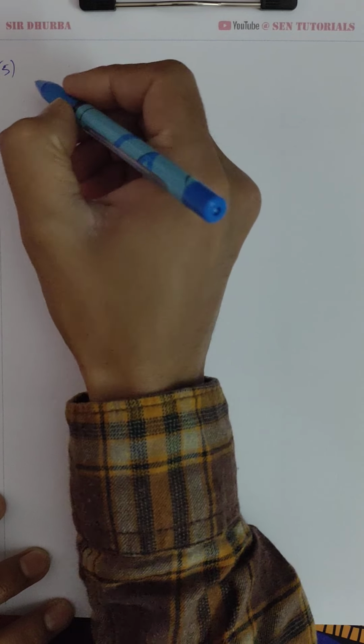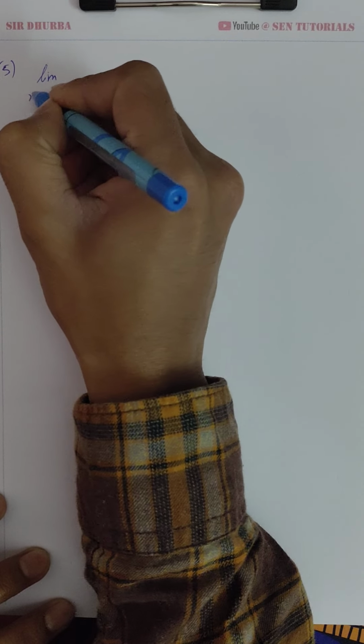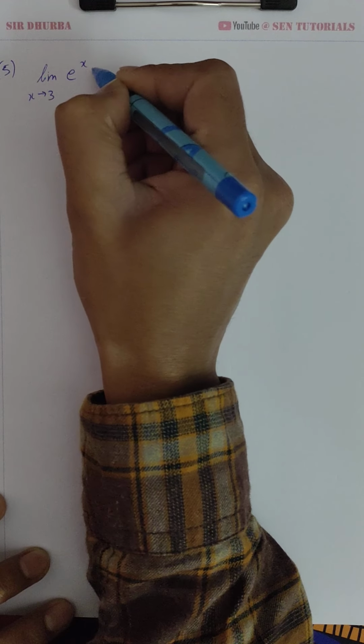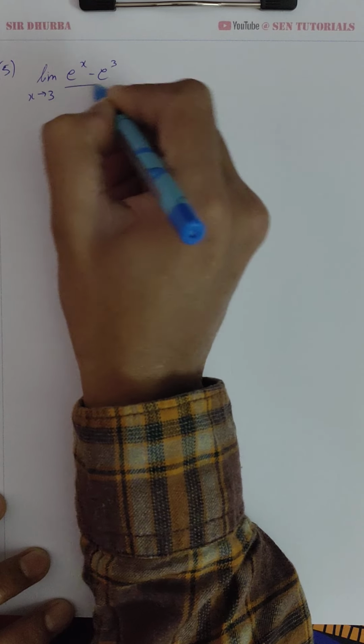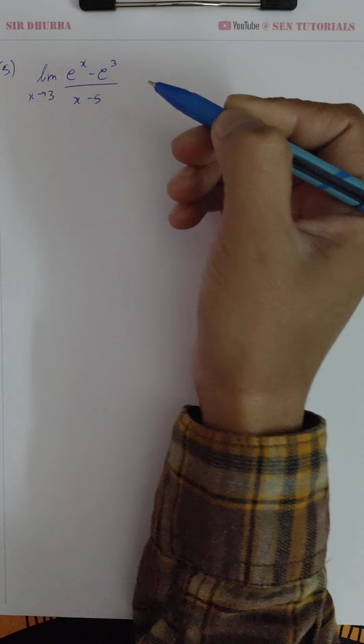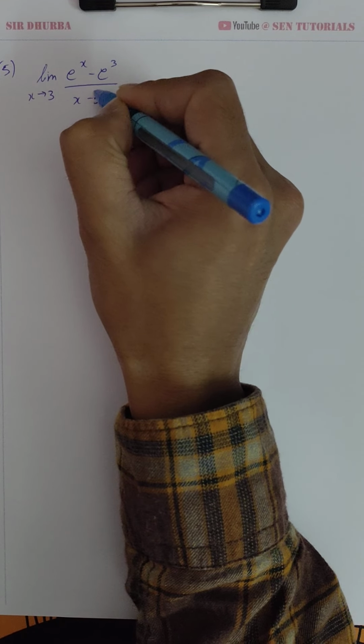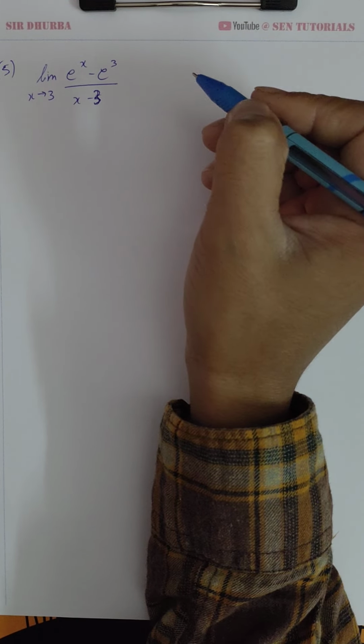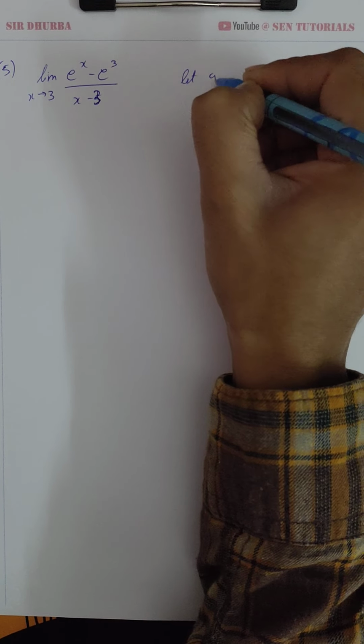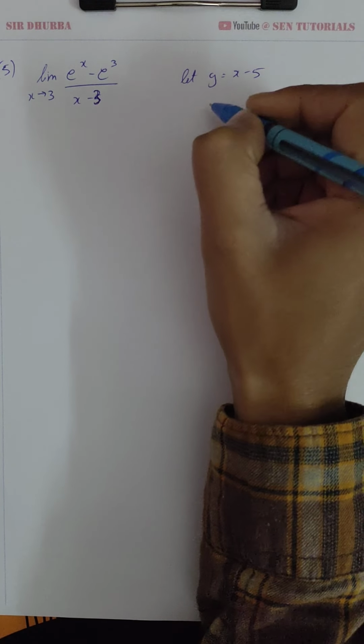Number 5. That is limit x tends to 3 of e power x minus e power 3. Remember this question? A similar question we did, no? Yes, question 3. Now see, similar, that's why I'm writing 5. I think it was question number 3, isn't it? So let's not waste much time. Let's do it directly.